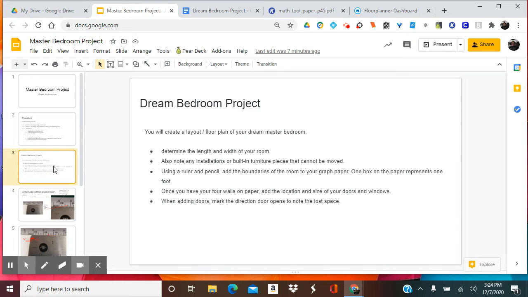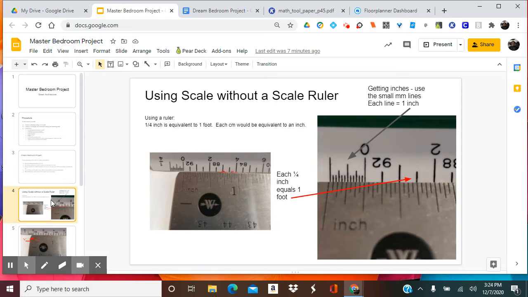We're going to use a ruler. You're going to have a couple of options on the drawing part of this. You can either use graph paper or you can use, I found some 3D or some virtual graph paper that you can use as well. So this is without a scale ruler. We can still do scale.